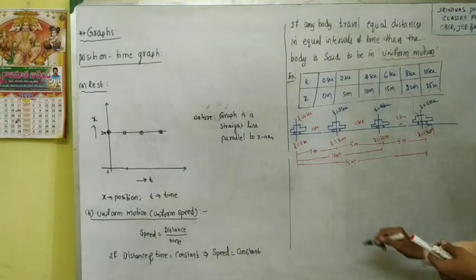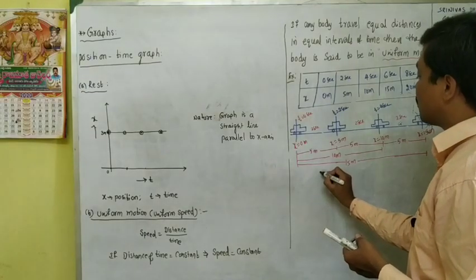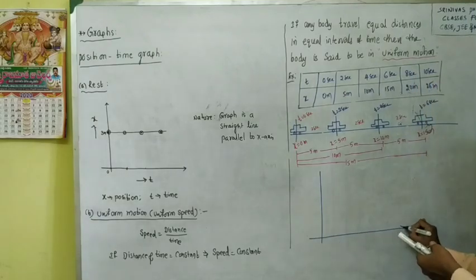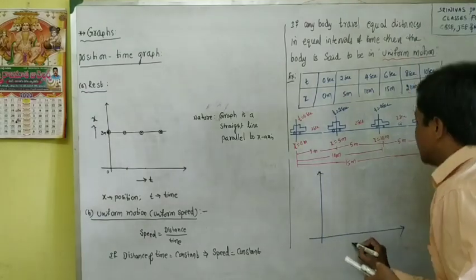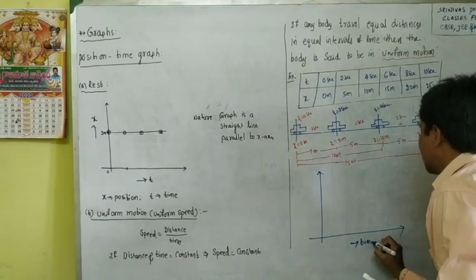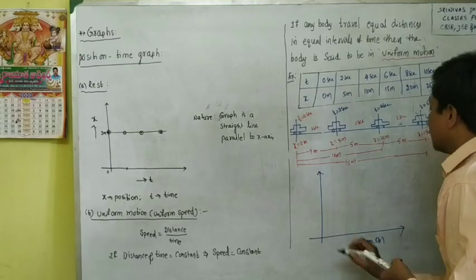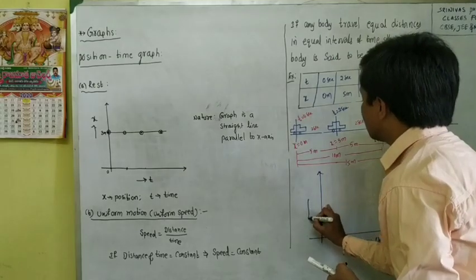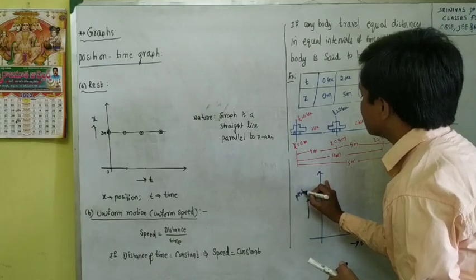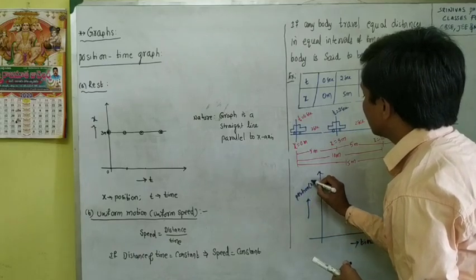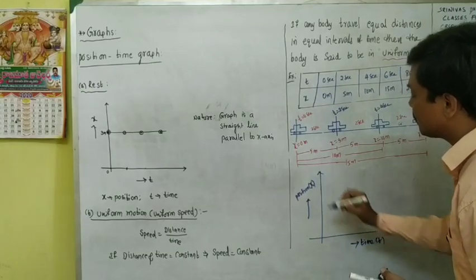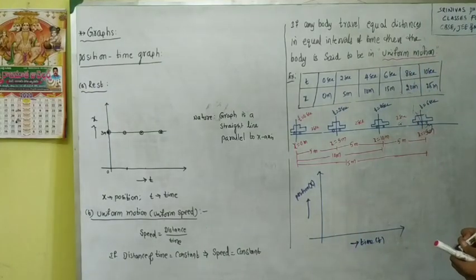Now, by taking these values, if you draw the graph, how will it look? Let us see. We have to do it here. The time we have to take on the x-axis, right? The time is t. And the position values we have to take on the y-axis. What is the position? Position is x. Position values we take on the y-axis. Now how will the graph be?